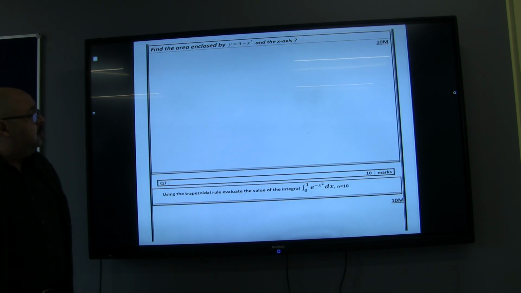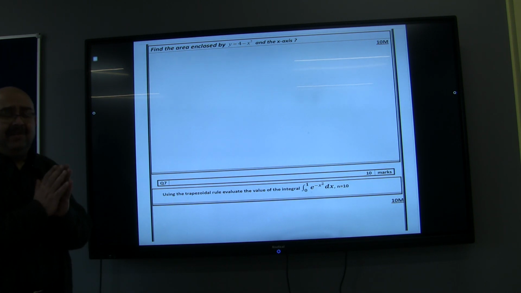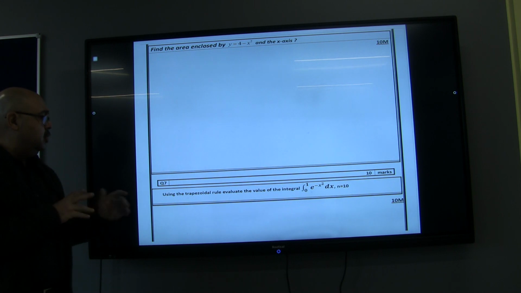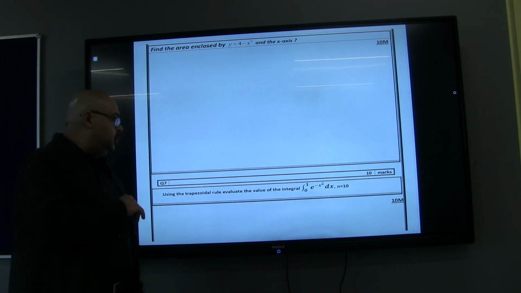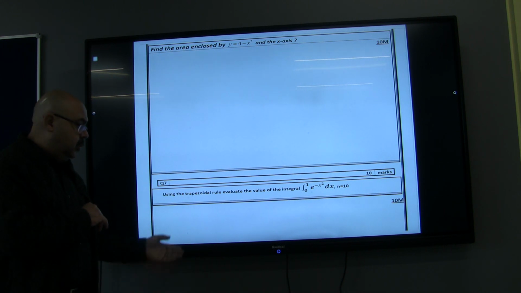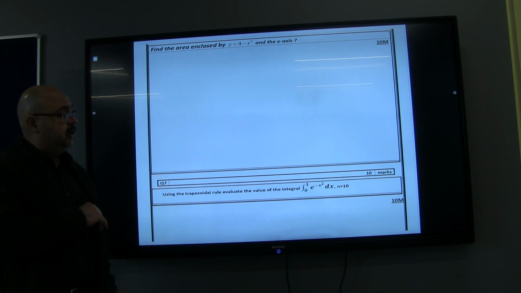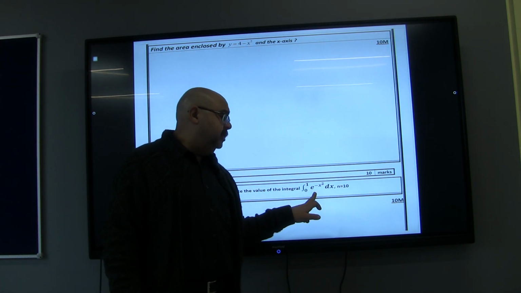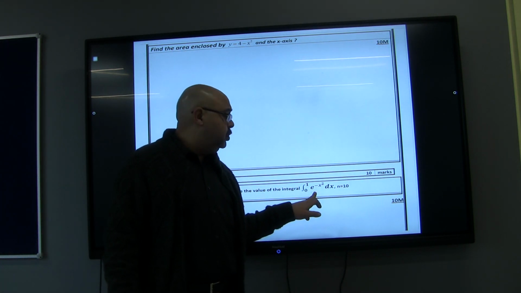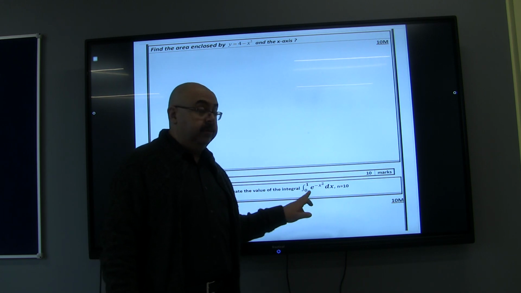Here he is asking you about the area between y equals 4 minus x squared and the x-axis, which is really a very simple problem. Also, he is asking you to use an appropriate method, the trapezoidal rule, in order to get the integration of this function, for which you can't find the analytic solution. It will be solved numerically.